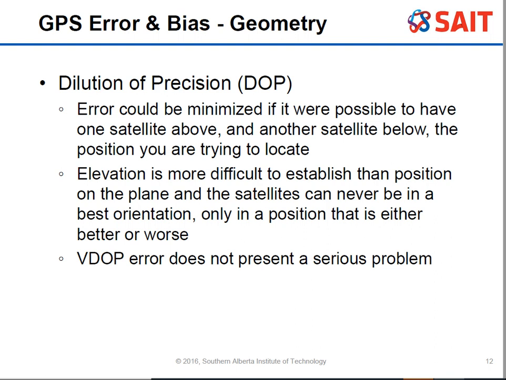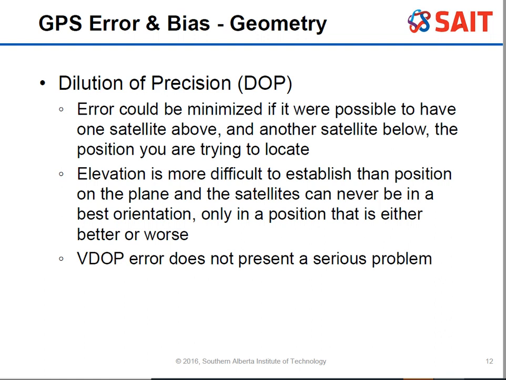So if you have one satellite directly above you and you have one a little bit lower, then you're going to have a better minimization of that error. And the elevation is more difficult to establish, because of the elevation of where you're standing, and because it's never going to be in a perfect orientation. That is the position that is a little bit harder to capture. I know it's only one value, but we're dealing with a surface that's curved, and then we're dealing with curved orbits at different angles.